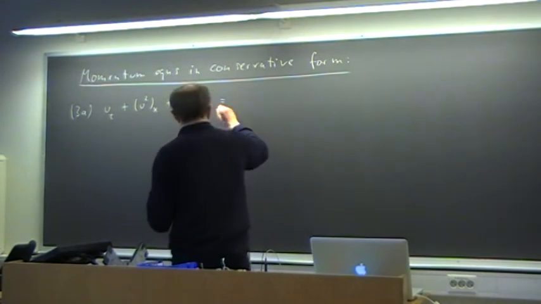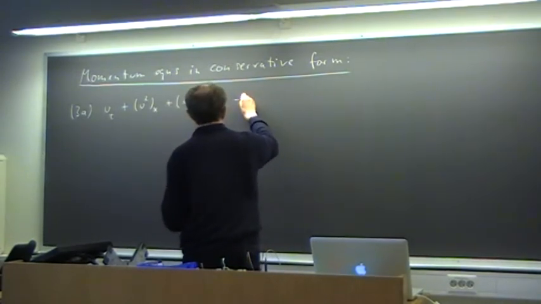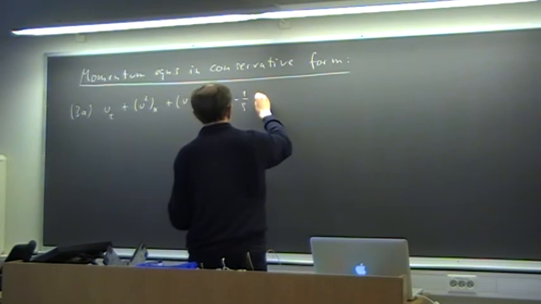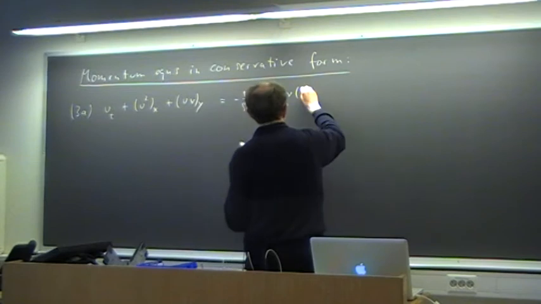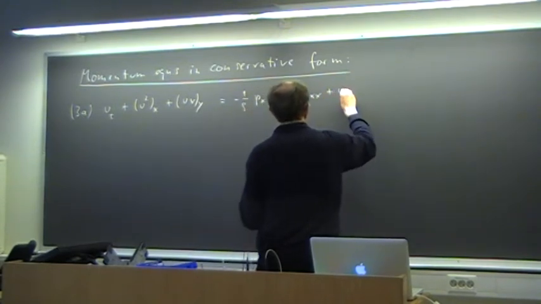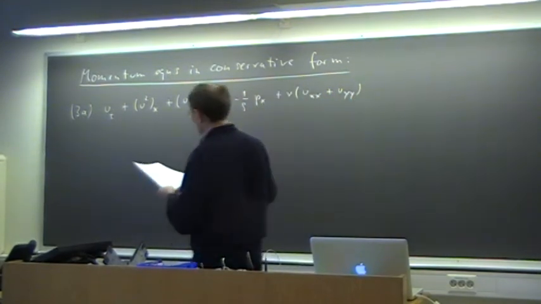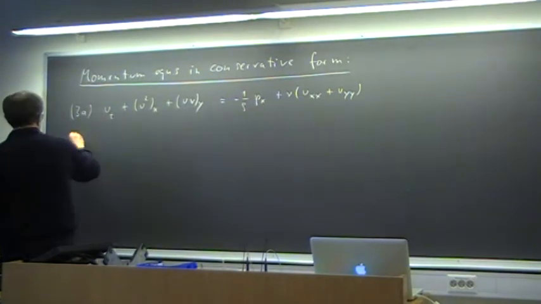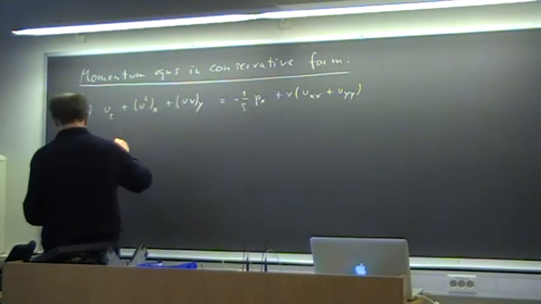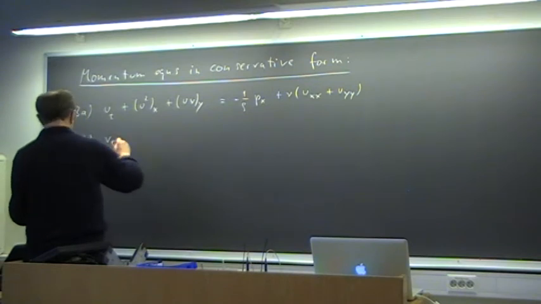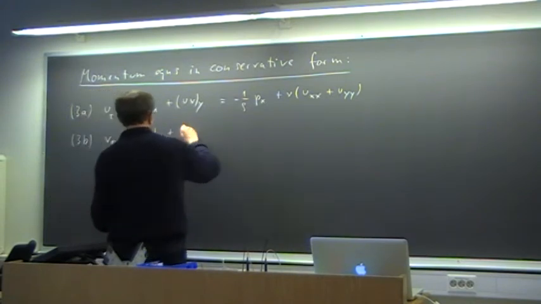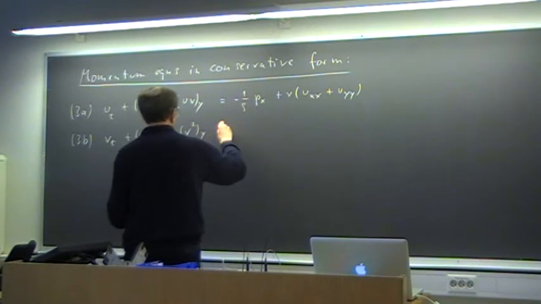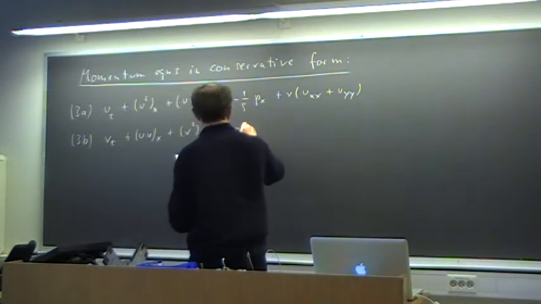And the right-hand side is as before: 1 over density, pressure derivative in x, plus mu times the second x and second y derivatives. And the y momentum equation similarly: time derivative, then we have u v, x derivative, and v squared, y derivative, with the right-hand side unchanged.